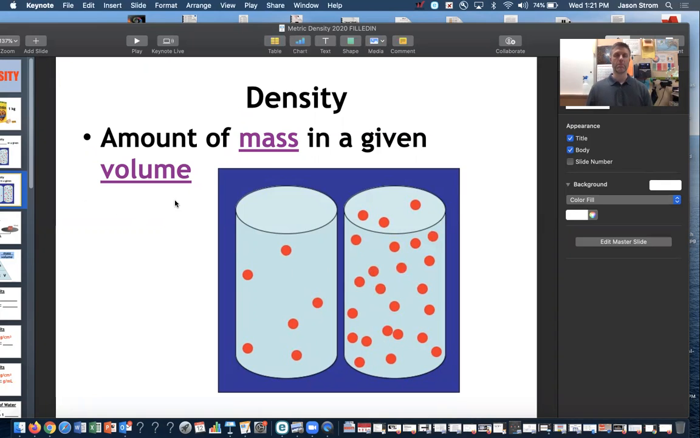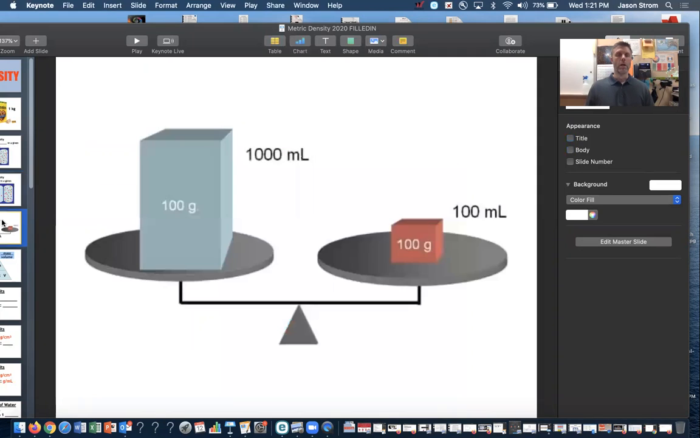So that's just kind of the plain Jane definition of density, just the mass in a given volume. Just like with this one, both of these objects have the same mass. That's why they're balanced on the balance, because they have the same mass, but they have different volumes. The one on the left is much, much larger than the one on the right. So the one on the right is more dense, has a greater density, whatever it is that it's made out of. The red stuff that it's made out of is much more dense than the blue stuff that this one's made out of.